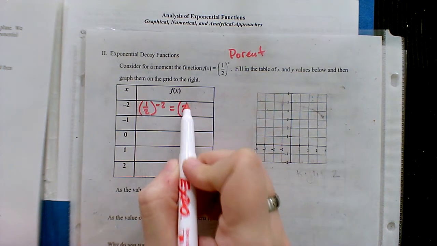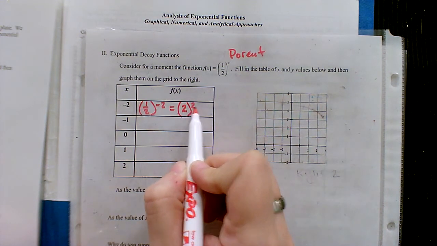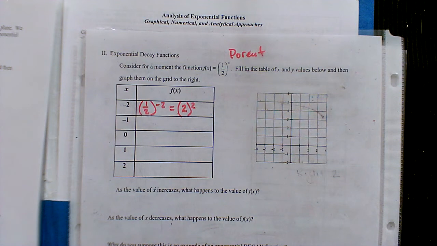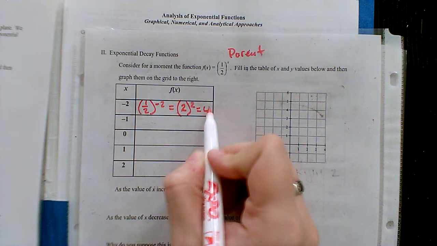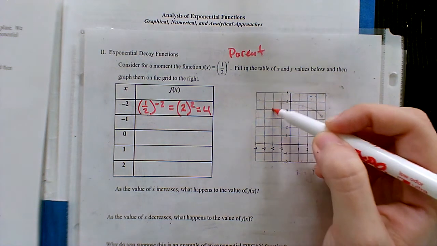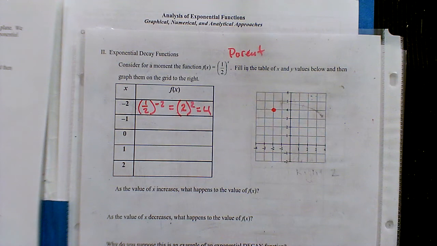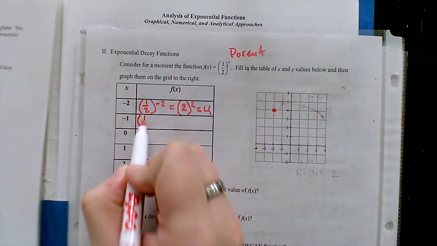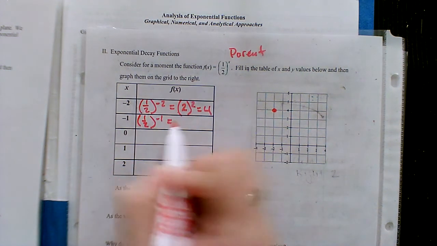That would change to a 2. And since we flipped the base, the power would become positive. That's another way you can make a negative power positive, by flipping the base. So 2 squared looks like we get 4. So we plugged in -2 and we got out 4. Let's go ahead and try the other ones.